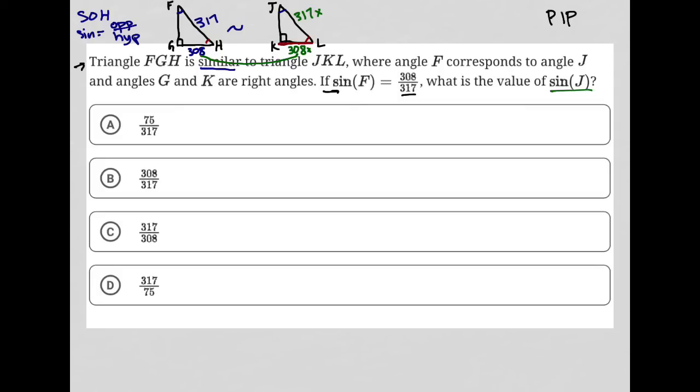Well, the sine of J is, again, the opposite over the hypotenuse. The opposite of angle J is 308x. The hypotenuse for this right triangle is 317x. There's really no need to keep those x's there. They cross out anyway, so it doesn't really matter. And therefore, the sine of J is just the same as what we had for the sine of F. So 308 over 317. So our answer is choice B for this question.